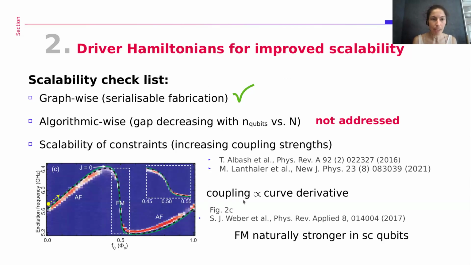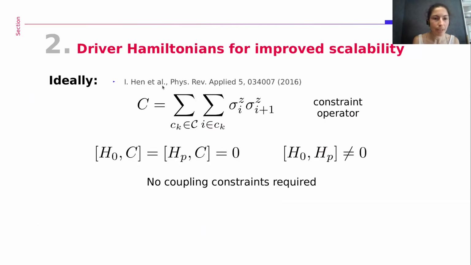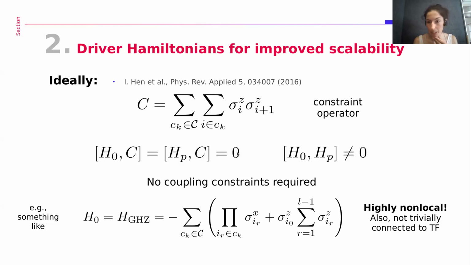So how would we ideally go about this, not having to care about the scalability of coupling constraints? Ideally, we could follow this work by Hen and some others that followed, this line that was started by Tai Hen, in which you consider that you have a constraint operator, the one describing your constraints, and if you manage to have it such that both your problem and your driver commute with these constraints, while your problem and your driver still don't commute, then you can actually get away without any constraints, right? Because your logical subspace and the rest of the Hilbert space are not connected. So that would be great.